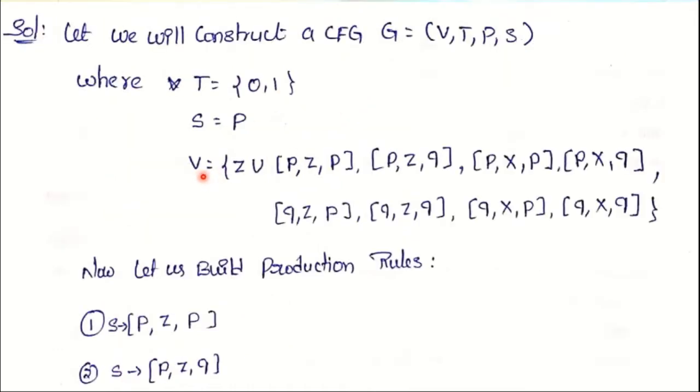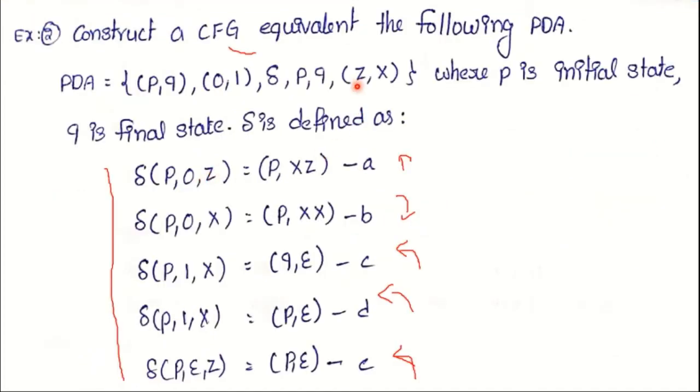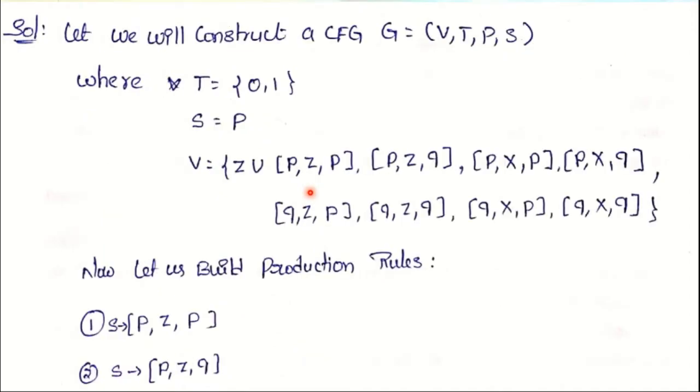And next V, the set of non-terminals. We consider the default top of the stack symbol, that is Z, or the starting symbol of the stack, and then all possible combinations with each and every state, P and Q. So that's why P comma Z comma P, P comma Z comma Q, in this manner we can consider all possible non-terminals.